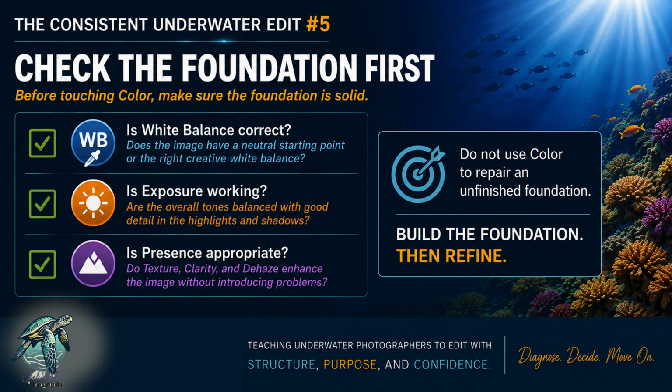If any of those first three steps are still unfinished, color is not the solution. Once white balance, exposure, and presence are working together, color can do what it is supposed to do, refine the photograph rather than repair it. Next, we will look at the role of color.